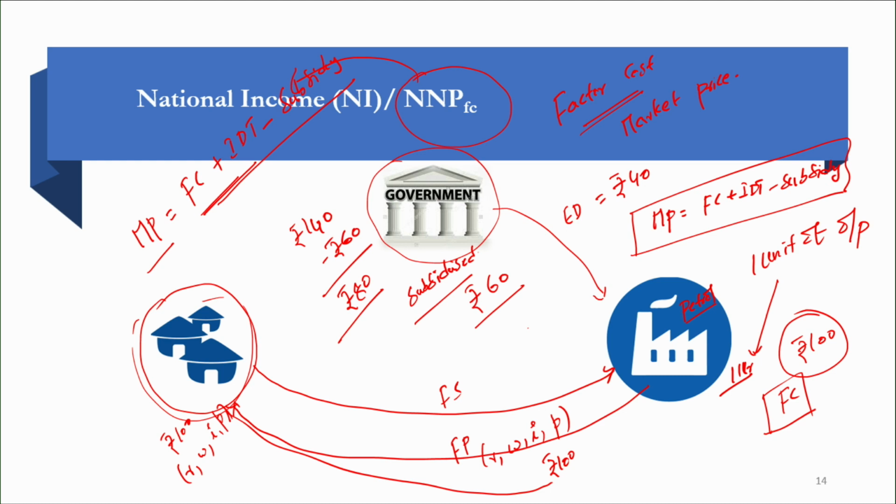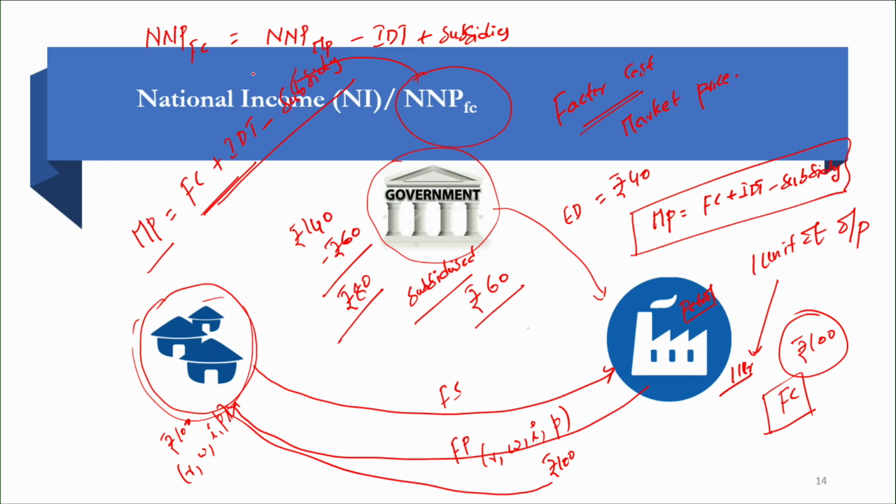So now how could I rewrite this? Let's say NNP at factor cost. So how would you compute NNP at factor cost? So just reshuffle the formula, isn't it? It is given by NNP at market prices minus indirect taxes plus subsidies. This gives the formula to compute NNP at factor cost. Why is it NNP at factor cost in general referred as national income?